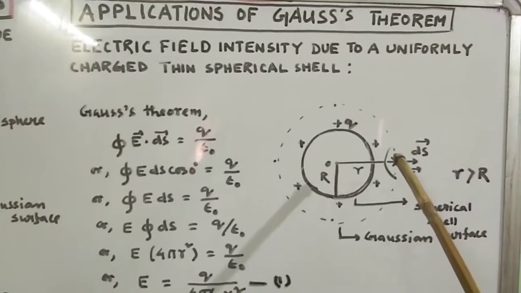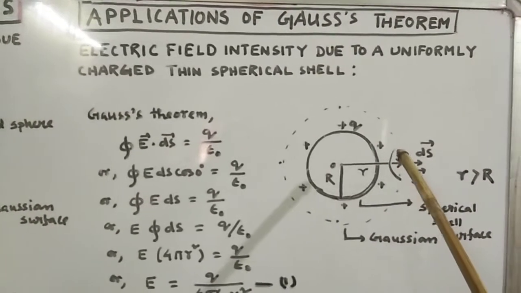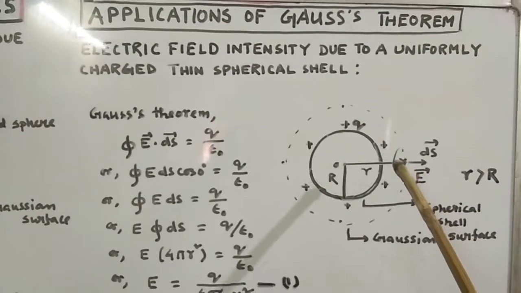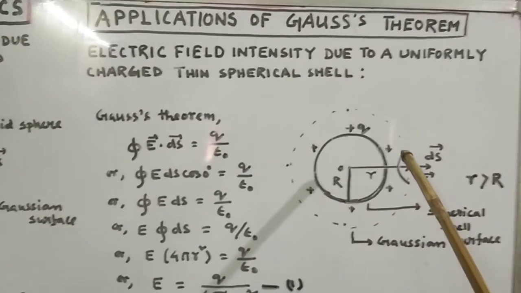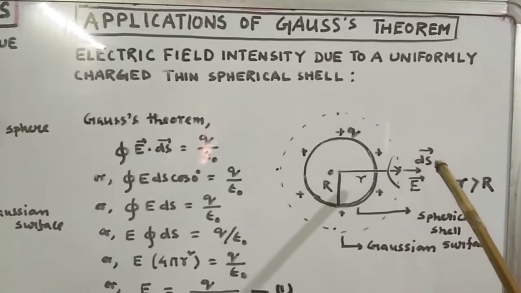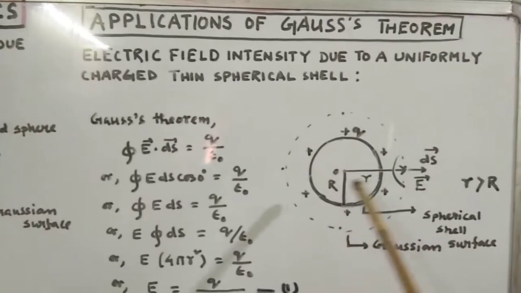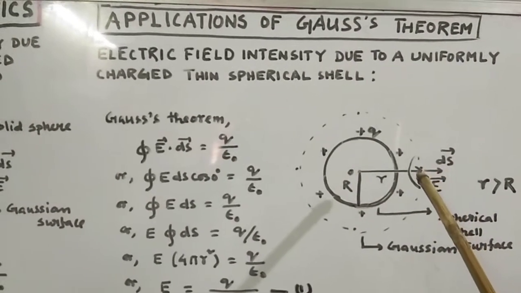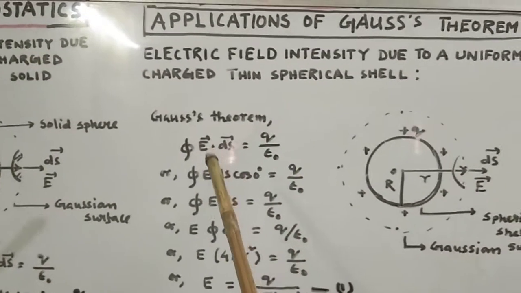Now if you have to define the field intensity at this point, you have to consider a small element around that point. This element has an area ds. If you have to define the direction of this element, then you have to draw one normal. This is your ds vector. Now as it is a positive charge, the field will be outward, so the E vector and ds vector are in the same direction.